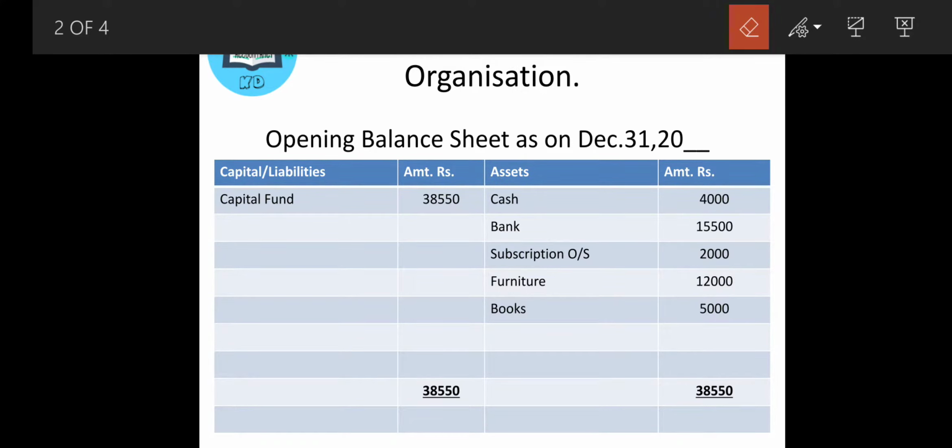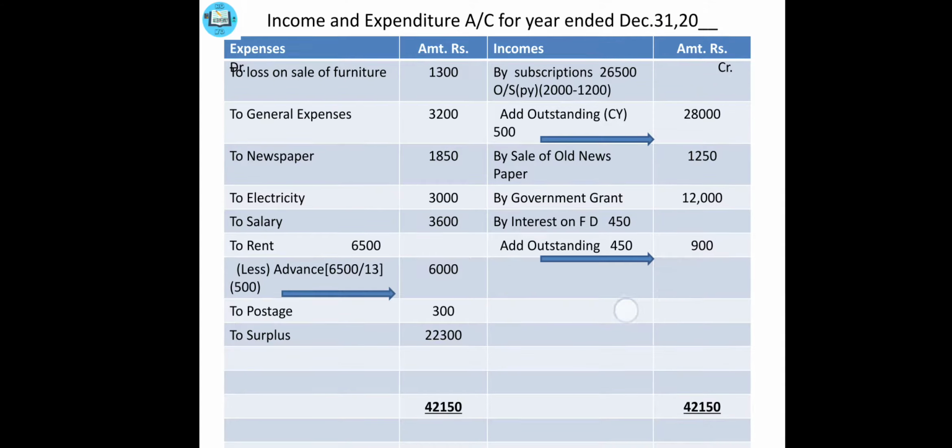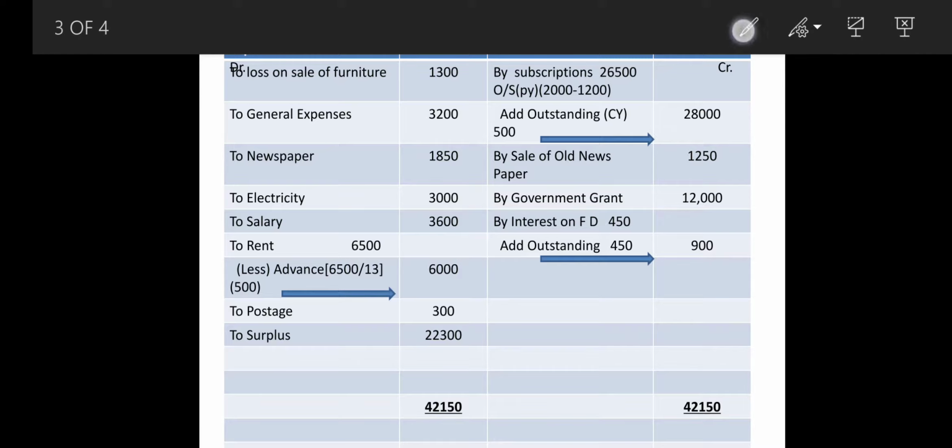Then comes your sale of old newspaper. Now sale of old newspaper is of which nature? It is of revenue nature. So revenue nature will be transferred to income and expenditure, income side. I will make a tick mark on the screen. Have a look at that: sale of old newspaper. Then comes your government grant. Here we get the government grant yearly, so it is of revenue nature, income. So government grant will be transferred to income and expenditure, credit side.